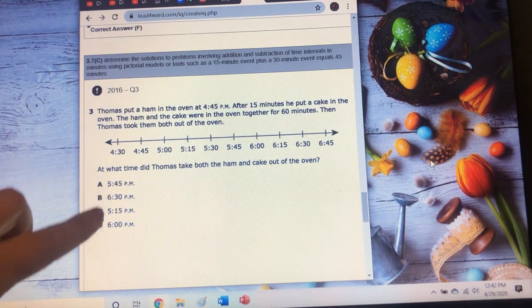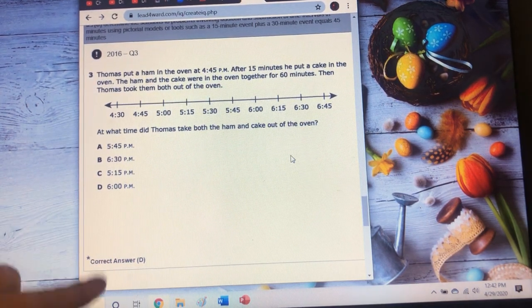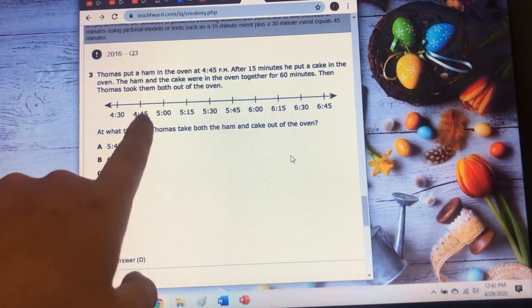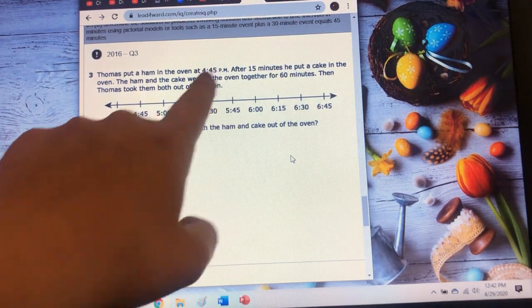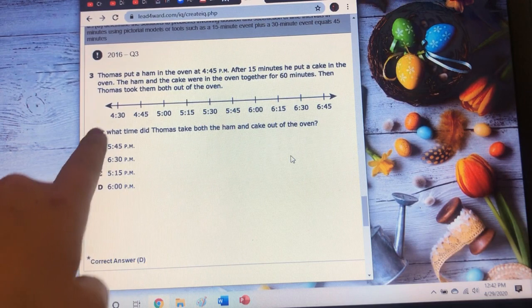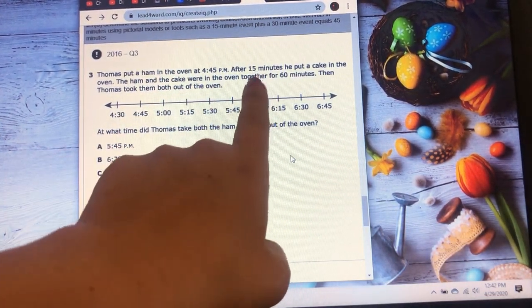We found that out. And let's see if we're right. Yes, absolutely, you got it. But see how they want to be tricky. 5:45. If you would have just looked at the time you put the ham in there, you could have seen that that might have been an option you chose if you didn't take the time to look at this word, together. That's what they're looking at.